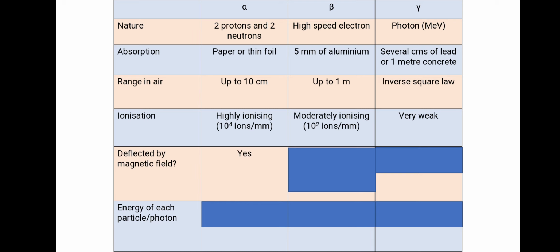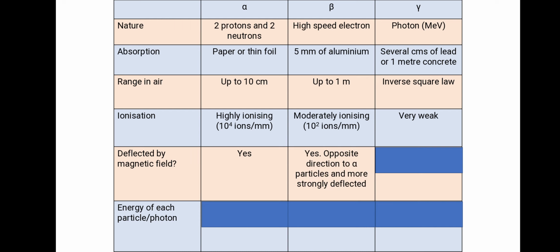Deflected by a magnetic field: alpha, yes. Beta is a yes as well, but in the opposite direction to alpha particles. And they're more strongly deflected due to their lower mass compared to alpha. Gamma is not deflected by a magnetic field. And the same stands for electric fields as well, which we discussed earlier. Exactly the same as the magnetic fields.